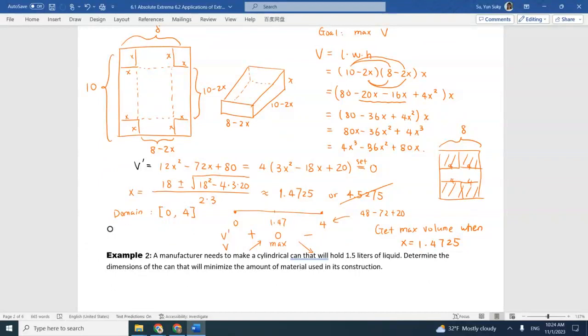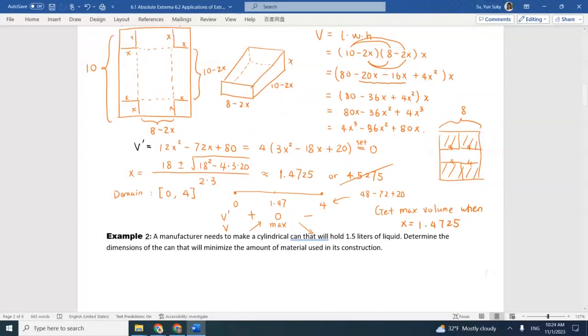You have like your soda or a can of paste. You want the volume to hold the same amount of liquid paste or soda, right? But you also want to minimize the cost to make the can, right? So less surface area possible. Okay, so this is the problem.